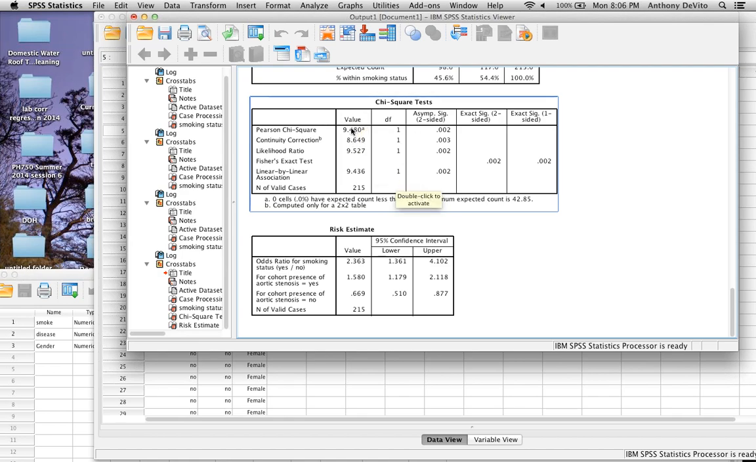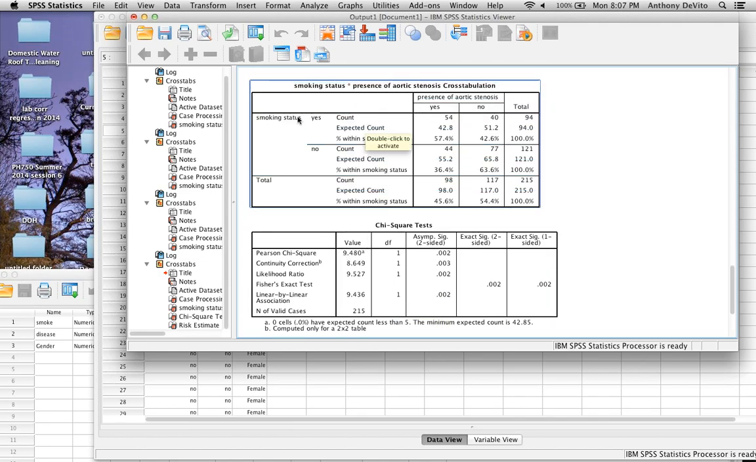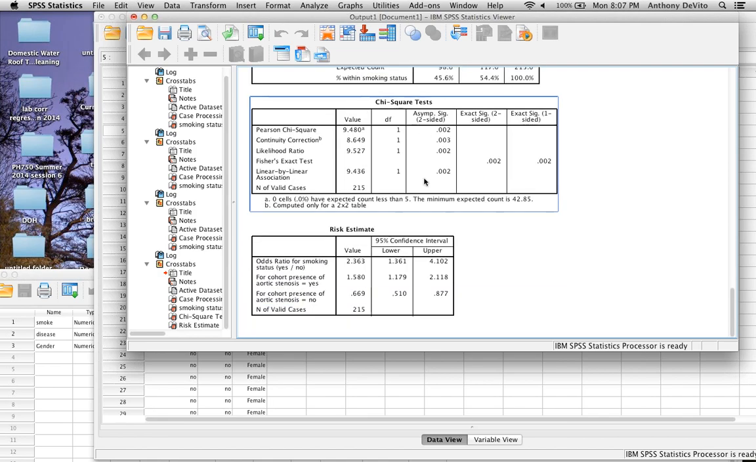Not only that, but it actually gives me, now ignore this two-sided, because it only puts that in there to make sure that you don't bother to double the number. Okay, it's really a one-sided test. My probability of getting that big a chi-square value, if there's no association between smoking and stenosis, is only 0.2%. It's well below 0.05.